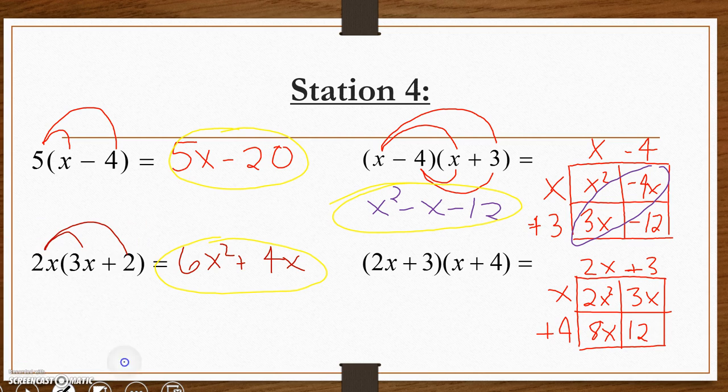So like I said before, you can usually add the diagonal. 8x plus 3x is 11x. And then I keep the 2x squared out front. And I keep the 12 out back. And that is your final answer for this one.